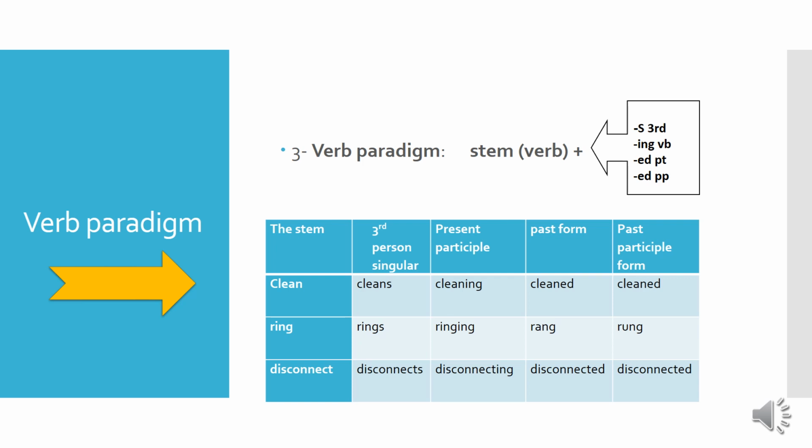Finally, the verb paradigm of the verb disconnect includes the stem, disconnect, the third person singular, disconnects, the present participle, disconnecting, the past form, disconnected, and the past participle form, disconnected.